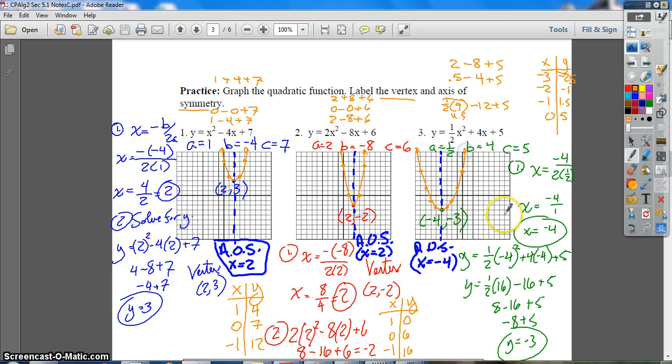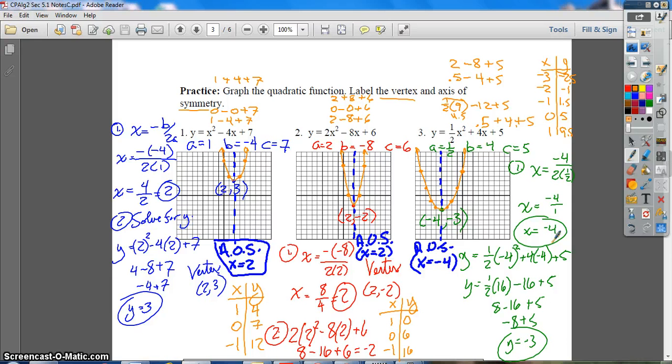If you really want to go past that, we can. If I put 1 in, this will be a half, 0.5 plus 4 plus 5. So that would be 9.5 if you really want to graph just off our charts. But we're pretty good there. So there's your graph for 3.